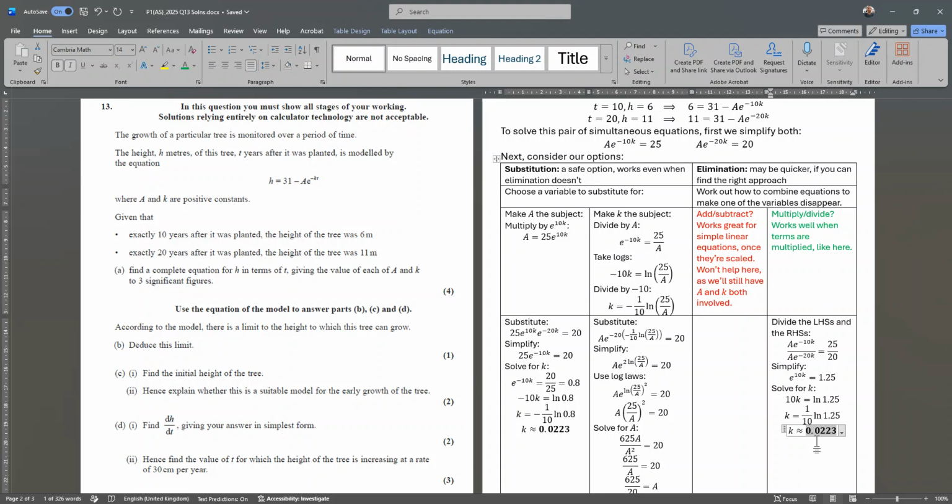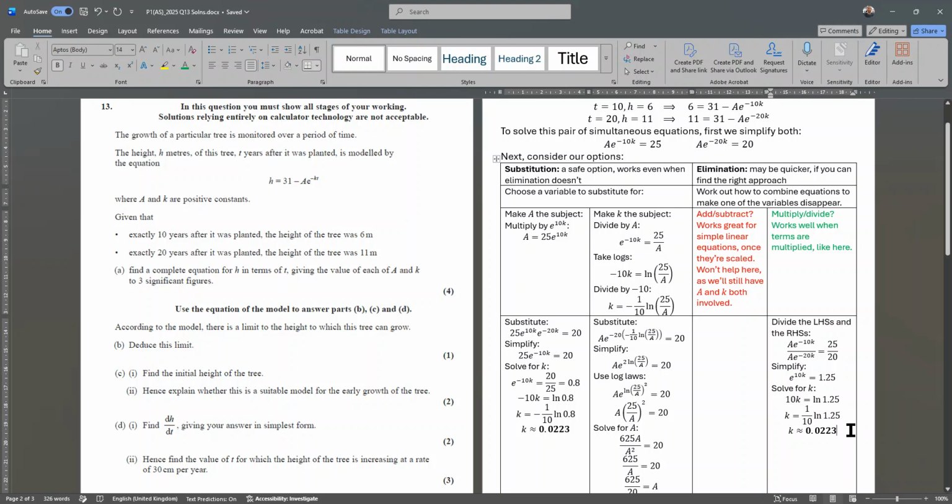Depending on what they've told you, it's often a good idea to keep a more exact value saved on the calculator or keep it written in an exact form like a tenth ln 1.25. But if they've told you earlier in the question to give the values to a certain level of precision, you're safe to use those rounded values for the later parts of the question.